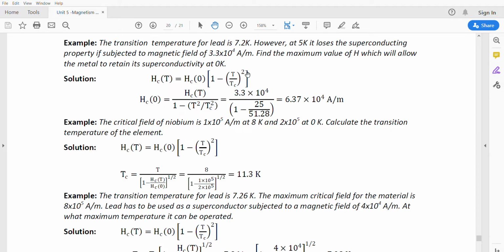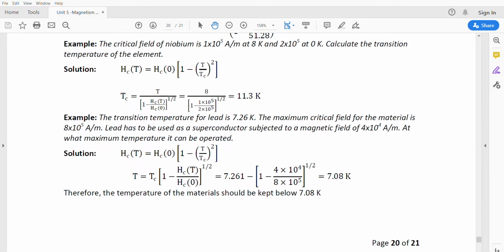The basic formula is this. We need to rearrange the formula to make Hc of 0 the subject, and this is the formula we use for this numerical. The critical magnetic field is given, 3.3 into 10 power 4, and Tc is 7.2 kelvins. Substitute all the values, T square upon Tc square, and we get Hc of 0, the critical magnetic field at 0 kelvins. It is the same formula we used in the previous numerical, and this numerical comes exactly like this every time in the exam.